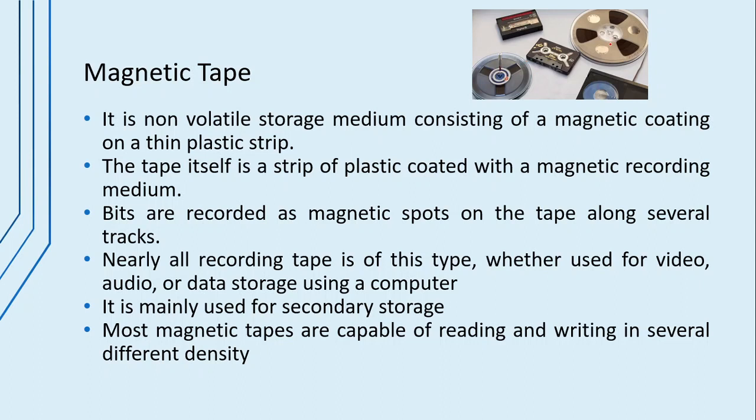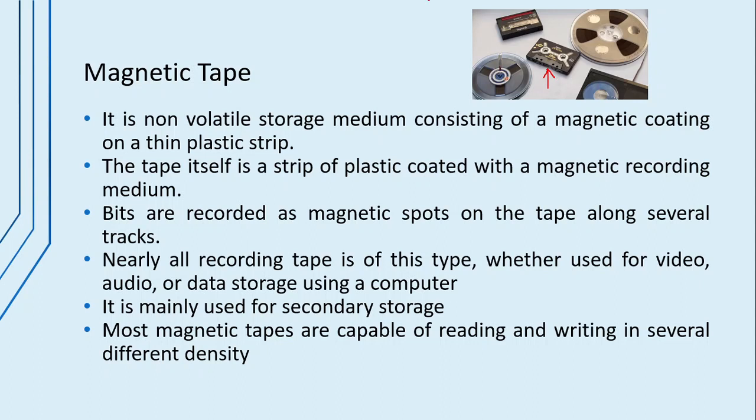This is an example of different magnetic tapes. This one is the cassette that you use to play songs. The tape itself is a strip of plastic coated with a magnetic recording medium. Bits are recorded as magnetic spots on the tape along several tracks. The minus point of magnetic tape is that your data is accessed in serial mode, so if you want to read data from another location, you have to rewind and so on.